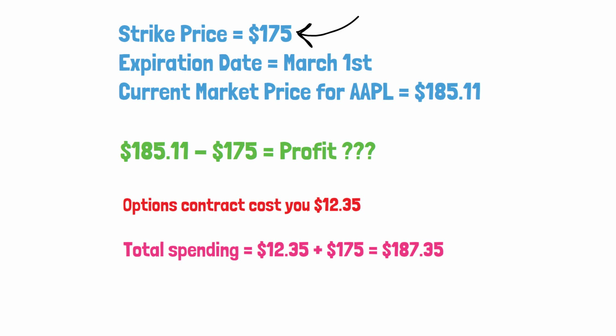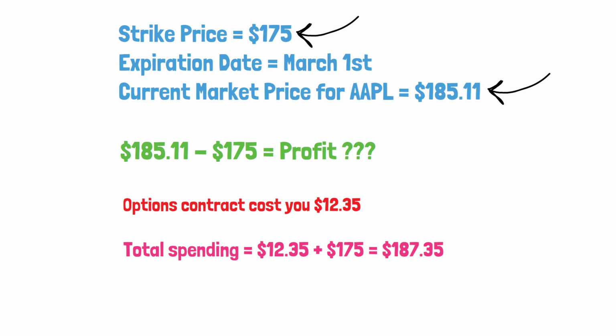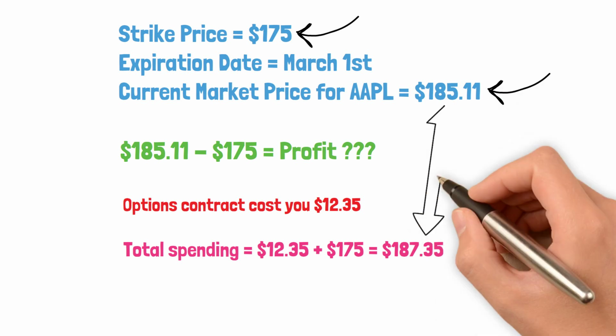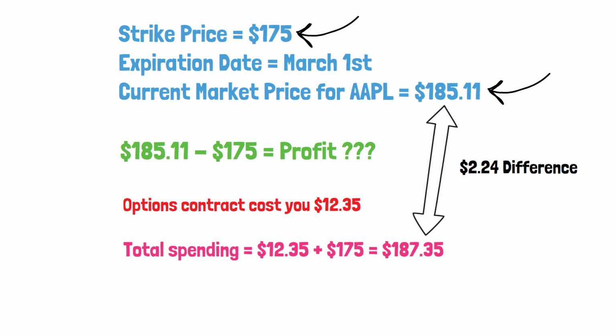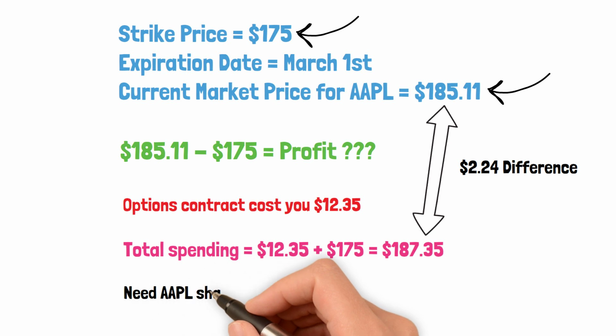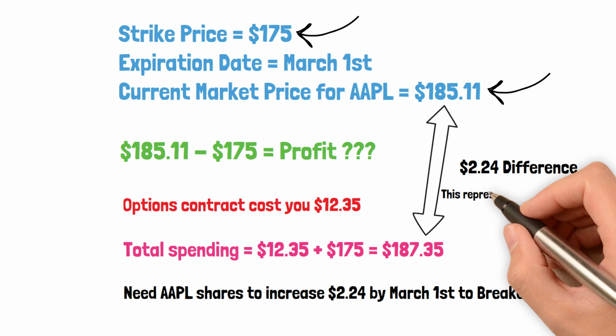You spent now $187.35. And how much can you sell an Apple share for on the market? That's right, $185.11. Yes, you just lost $2.24. To completely break even on this trade, you need Apple to rise by $2.24 by March 1st. So why did you just pay this extra $2.24 than you can currently get for the price of Apple today?